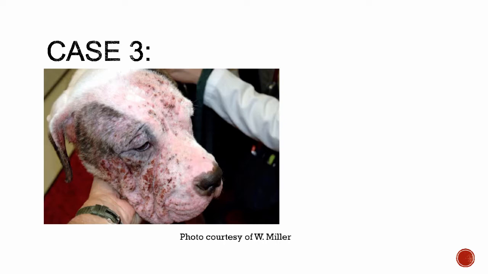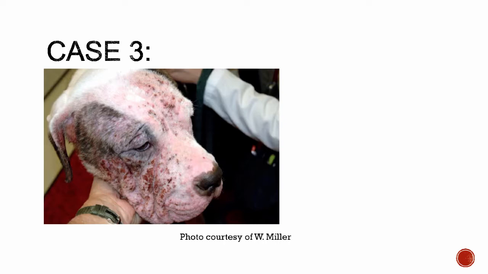Case number three. Species? Dog, 4 months old. What do you want to do? I have a little bit of history. It's been getting worse for the last month. Just started losing hair. Skin scraping. Okay, so we want to do a skin scraping. Any suspects? Demodex. Oh my, look at that.